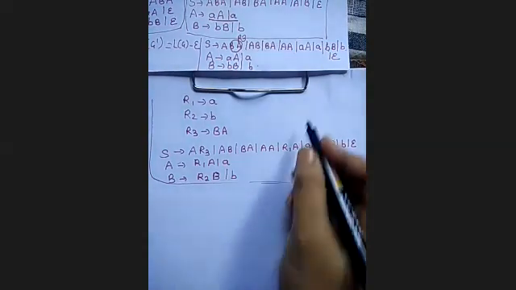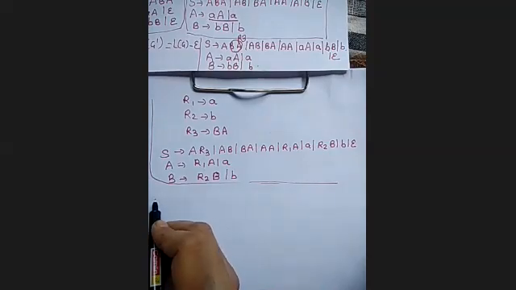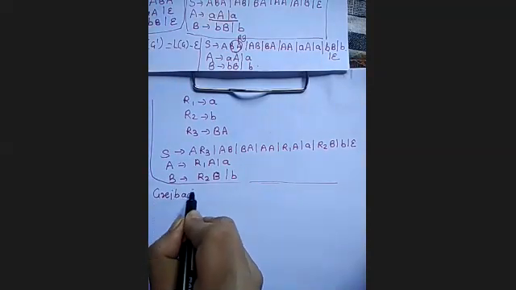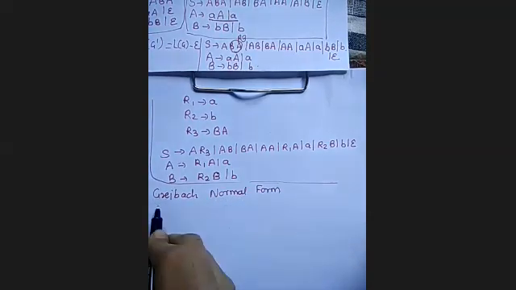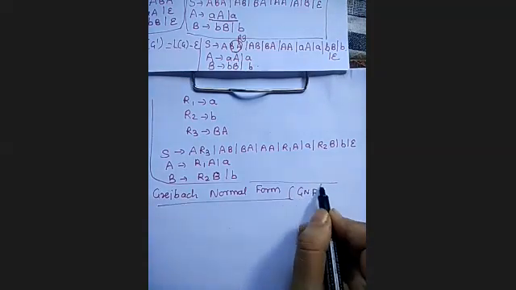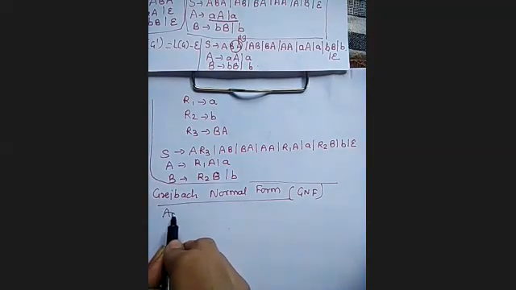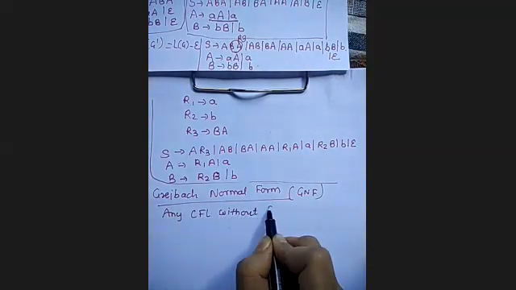CNF, again I am repeating: any CFL without epsilon in which all the productions are of the form A derives BC, that is two non-terminals on the right hand side, or a single terminal on the right hand side. Okay, the next format is GNF, Greibach normal form. Here also, any CFL without epsilon; again, if S derives epsilon is there, that is only allowed here.